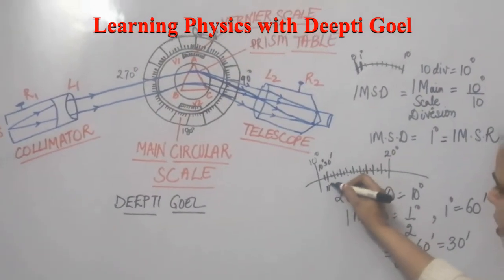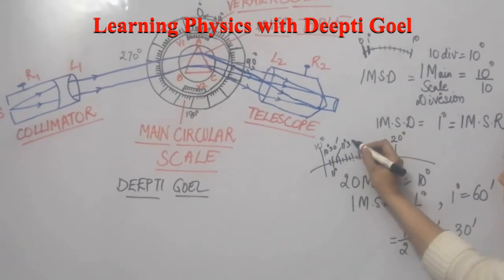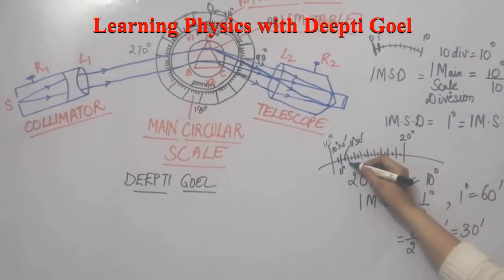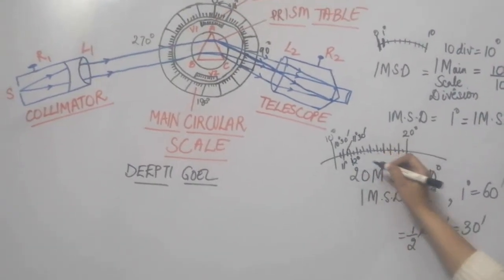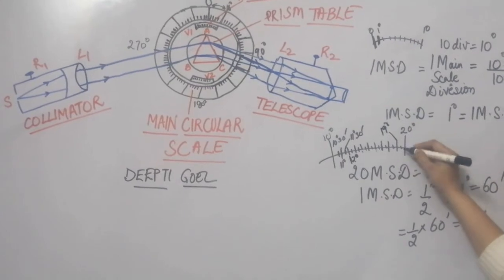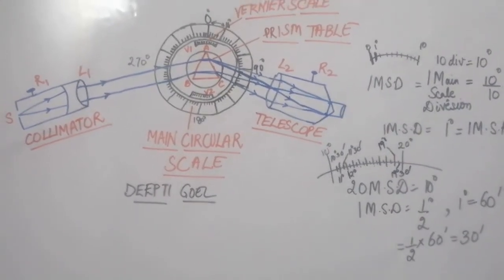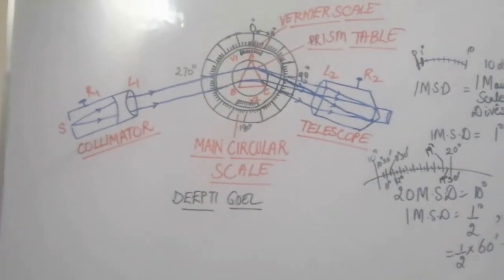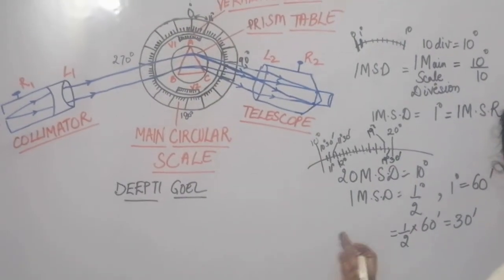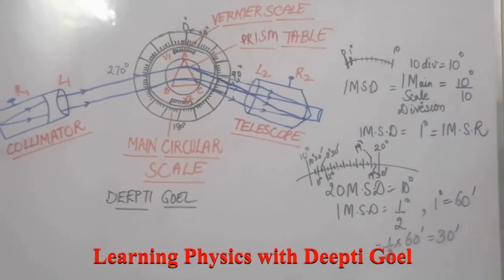This division will be 11 degree. This division will be 11 degree 30 minutes. And so on, this will be 12 degree. Similarly, this will be 19 degree and this will be 19 degree 30 minutes. So in this way you can judge what your main scale reading is.